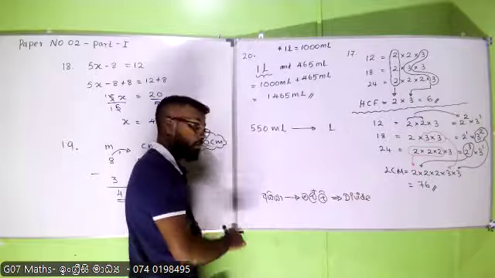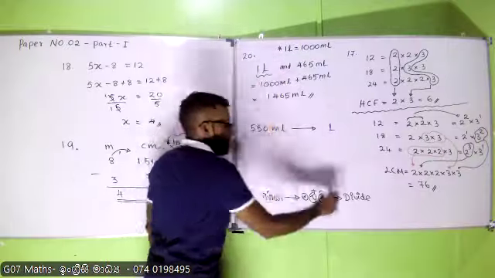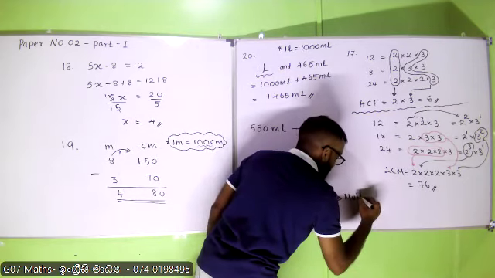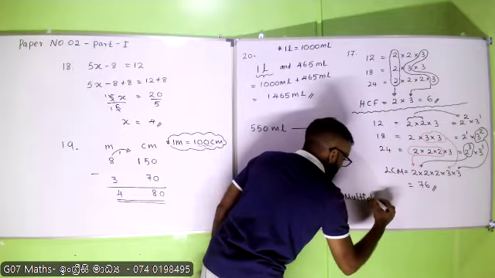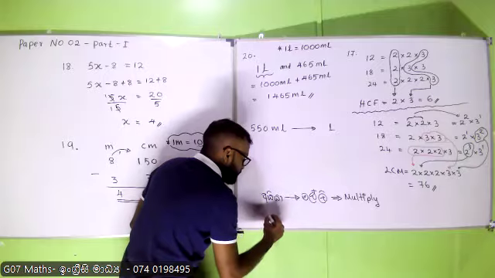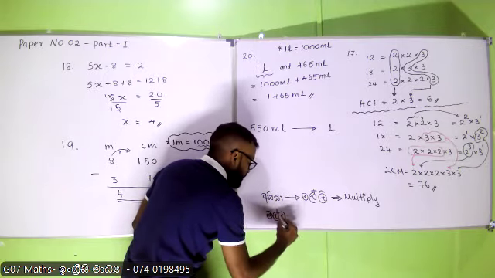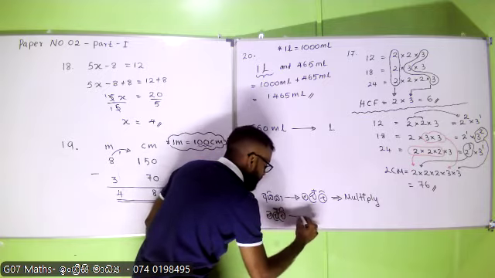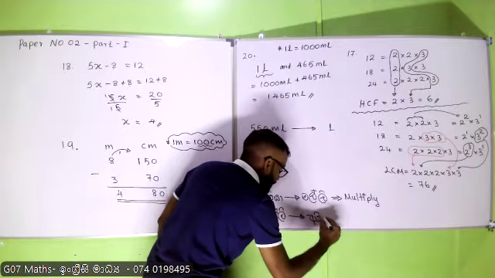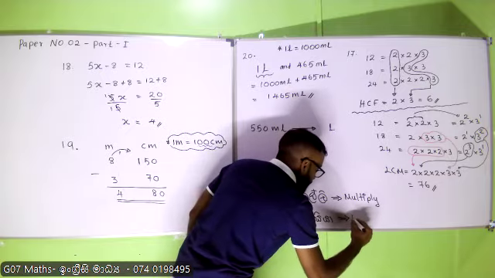Then vice versa. Sorry, elder into milli, multiply. Milli into elder, divide. Yes, divide.